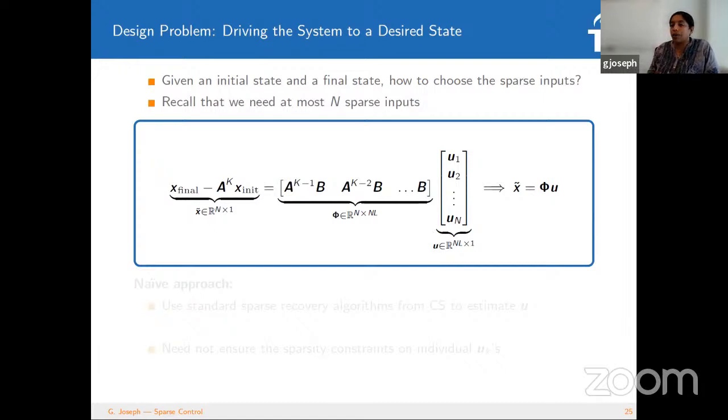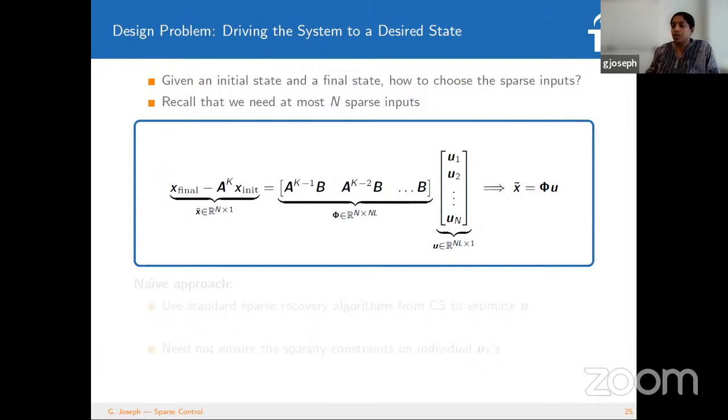If you put K equal to n, on the left hand side you have an n dimensional vector, which is a known vector, because x final, x in it, and A, n, everything is known to us. And on the right hand side, we get a matrix, which is the controllability matrix. Let's call it phi. So you have x tilde equal to phi times u, where u is obtained by concatenating all these sparse inputs. So the question is, given x tilde and phi, how do you solve for u?